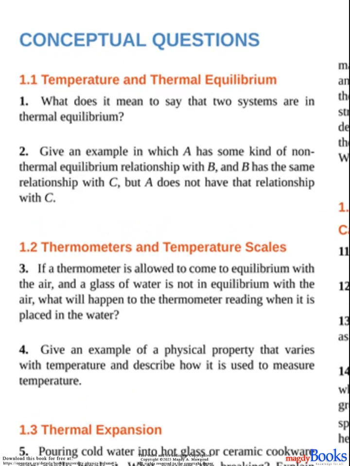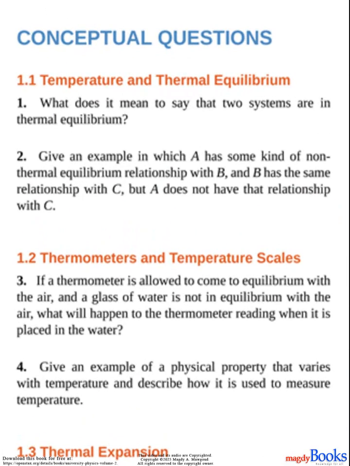Chapter 1 Review. Conceptual questions. 1.1. Temperature and thermal equilibrium. 1. What does it mean to say that two systems are in thermal equilibrium? 2. Give an example in which A has some kind of non-thermal equilibrium relationship with B, and B has the same relationship with C, but A does not have that relationship with C.